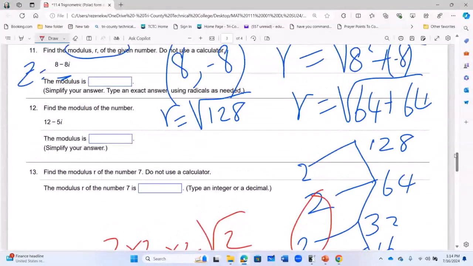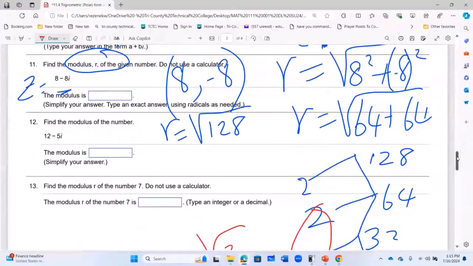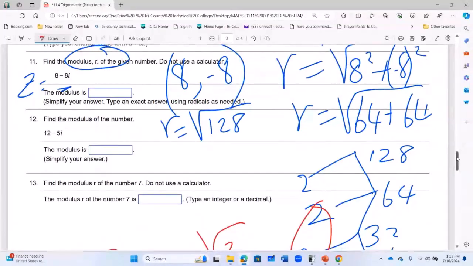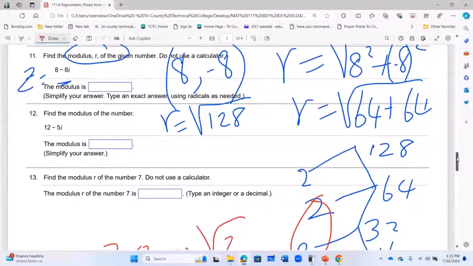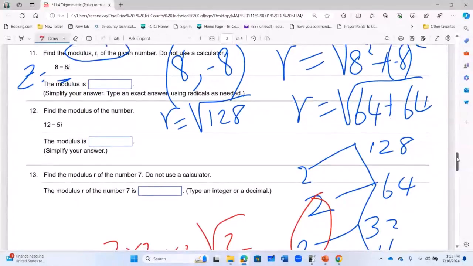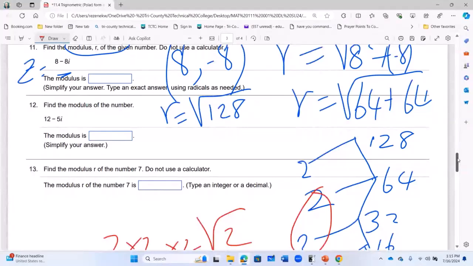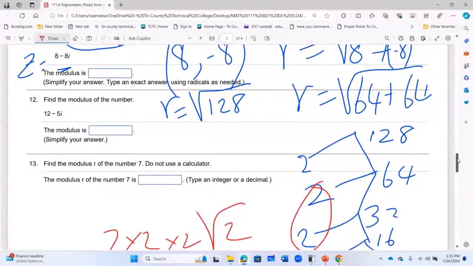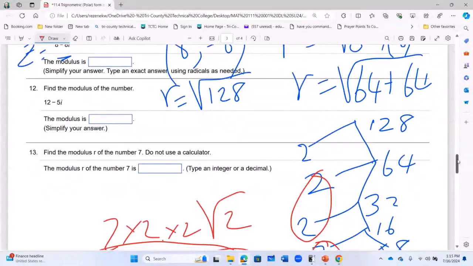Okay, so that is number 8. We found the modulus. Remember that the modulus is absolute value. If you're told not to use a calculator, it means you can put your answer in radical form, an exact answer. Don't forget that. Do not use decimals. If you use a decimal, you're getting yourself in trouble. Even MyLab Math knows, if you type in a decimal when it says the exact form, you lose some points. Okay, let's go to number 12.